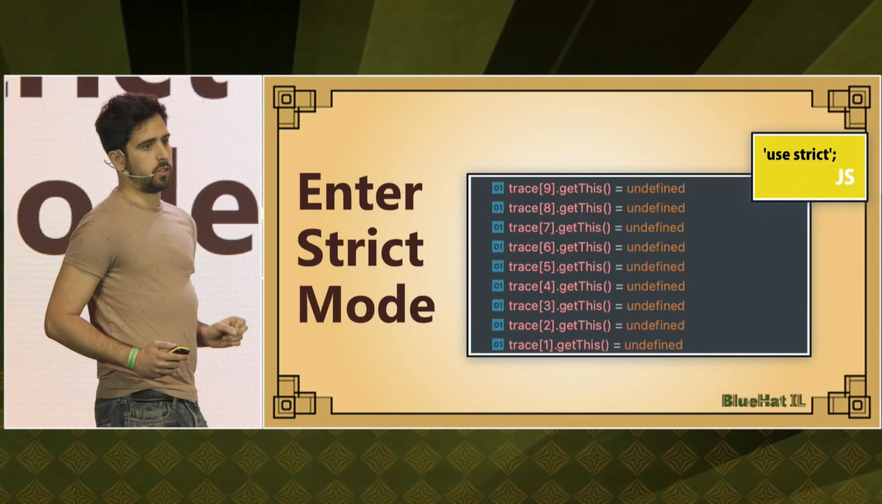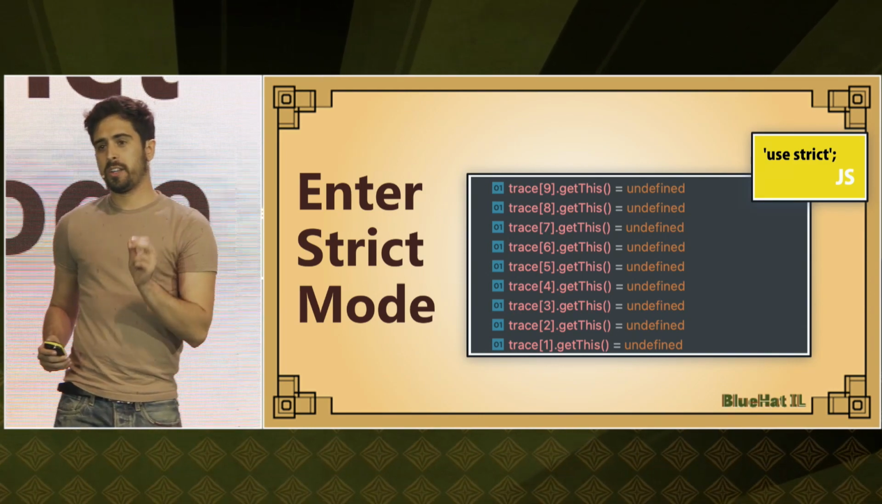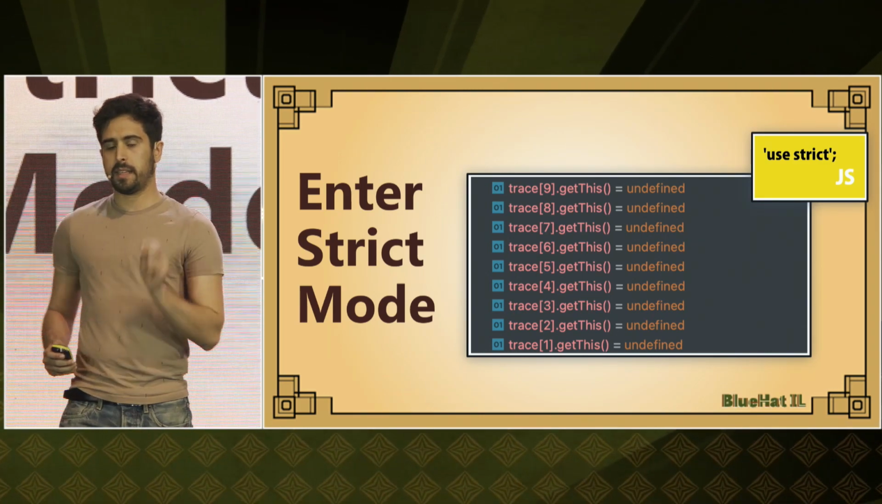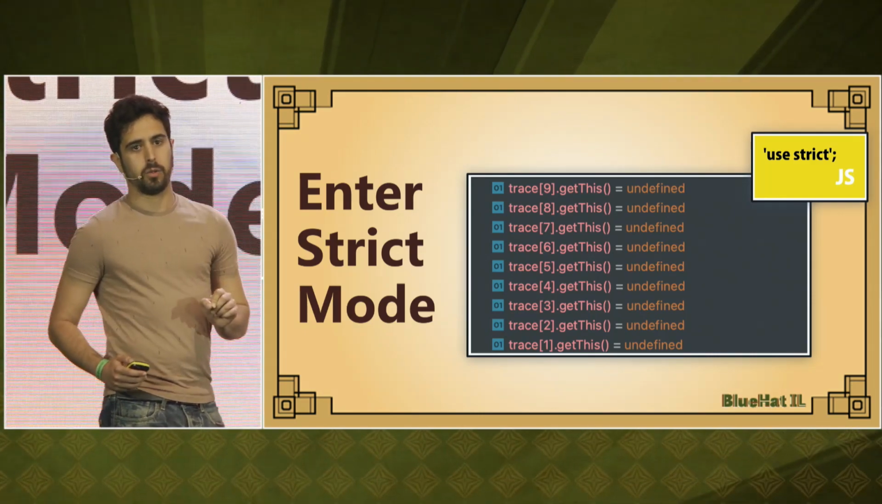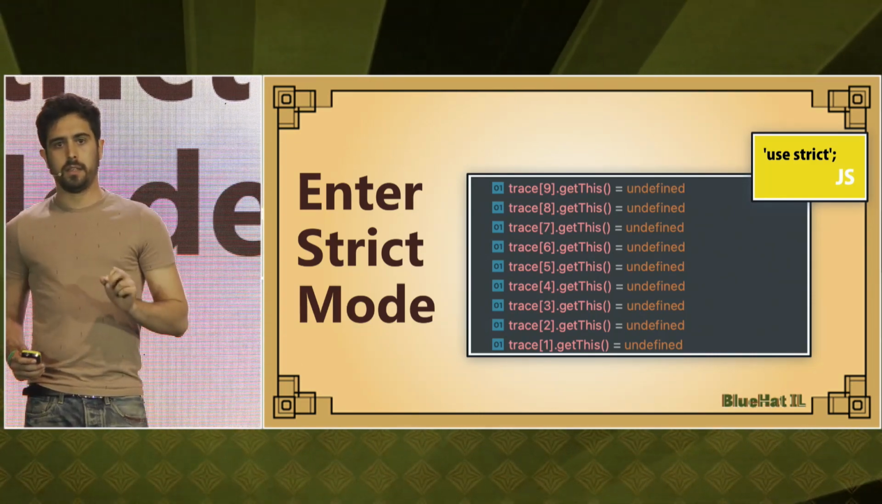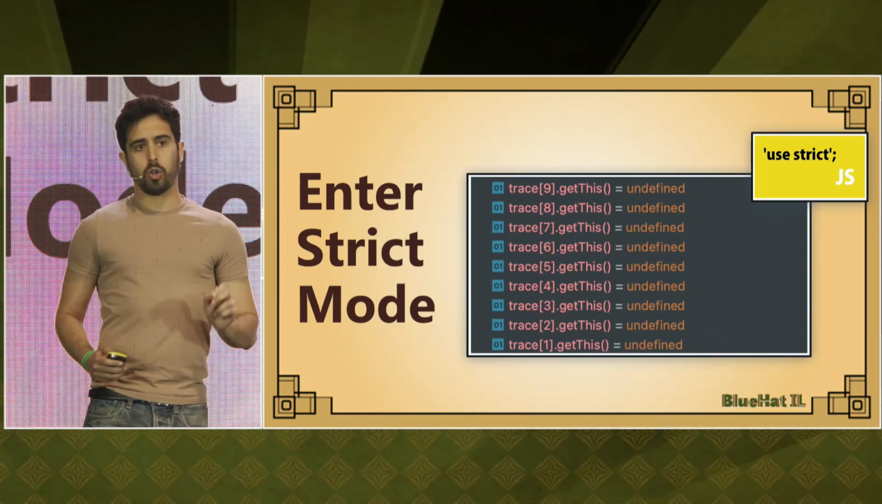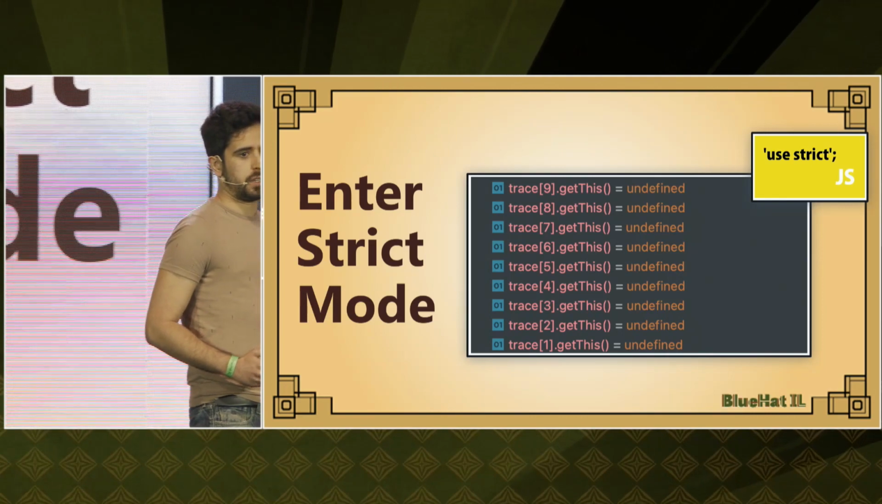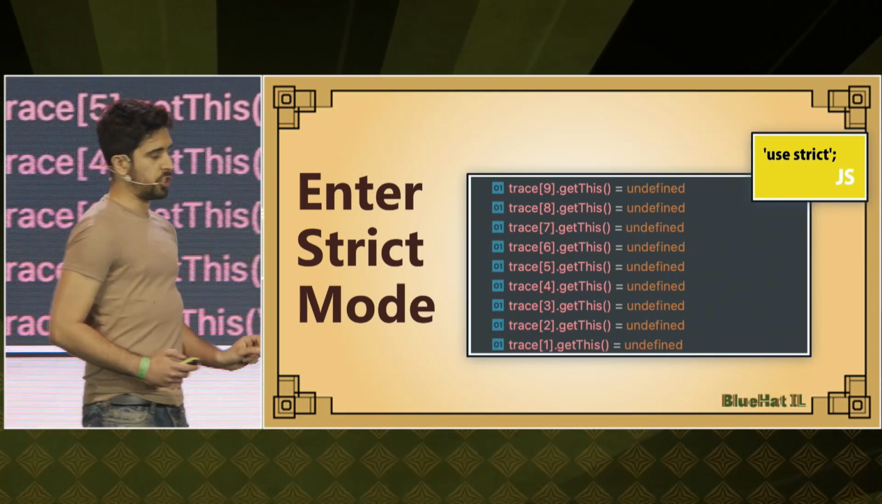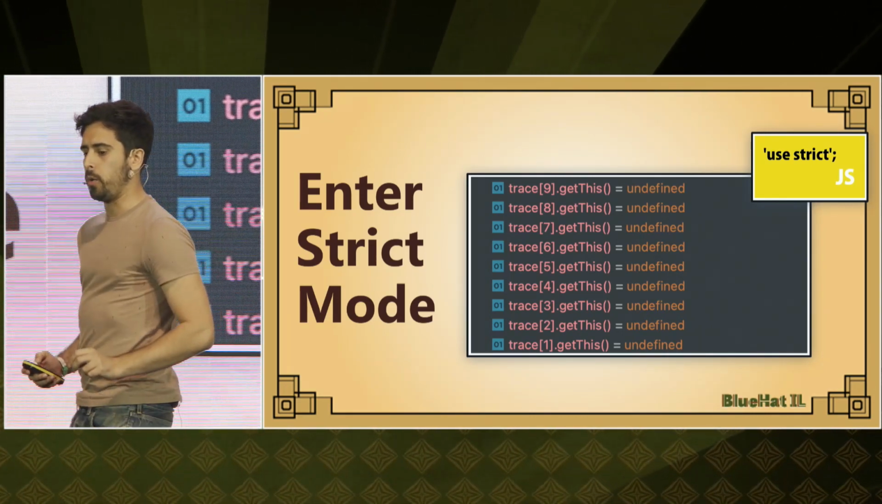And the reason it didn't work is because our entire call stack had returned undefined as the return value for the getThis method. And the reason it returned that is because of something called JavaScript strict mode. So before we go any further, let's quickly go over what JavaScript strict mode is all about.